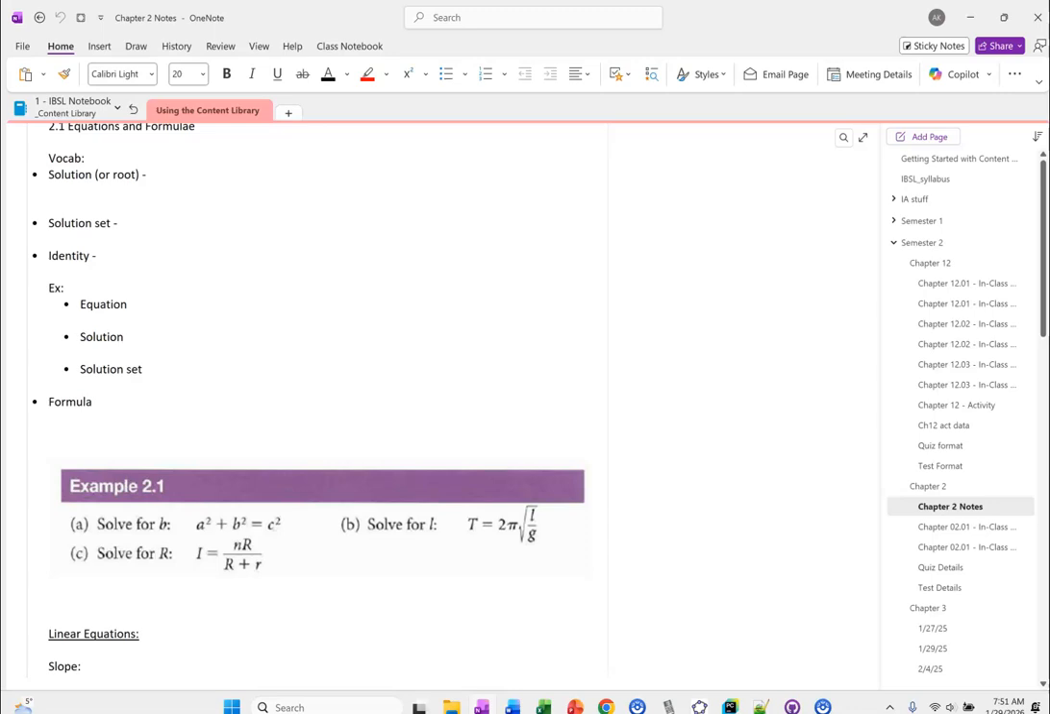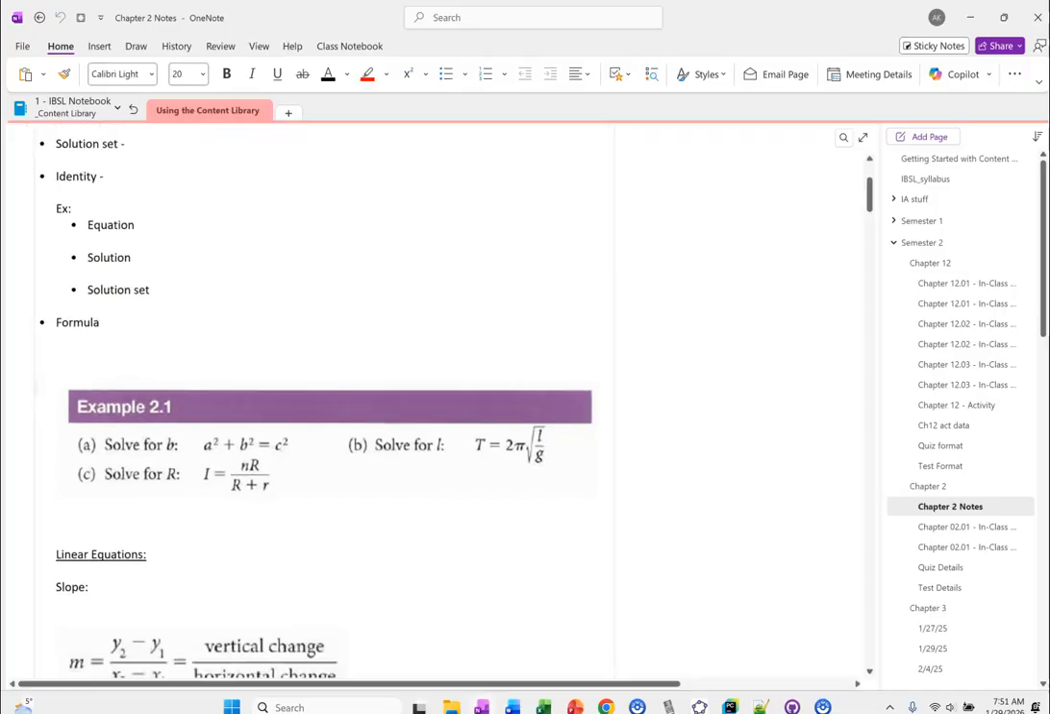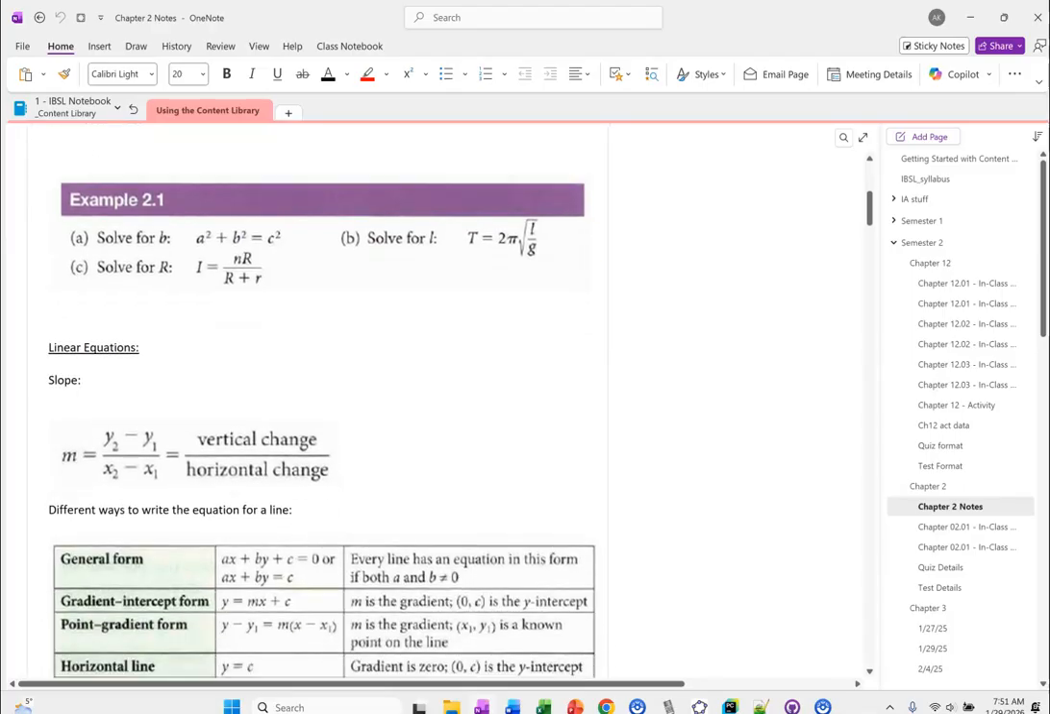And then a formula. Similar to an identity, but typically will be describing a specific situation. So the Pythagorean theorem you could think of as a formula as well. All right, so a couple quick examples.